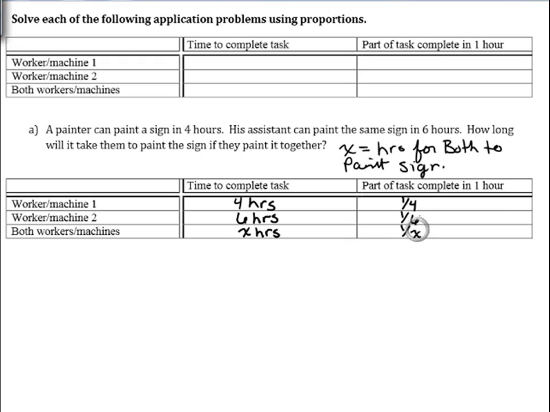And so this is what we're going to use to make our equation: the part that they complete in 1 hour. We can't really make a relationship between how long it takes them to complete the entire sign, but we can make a relationship about the part that they can complete in 1 hour. So the amount that the first painter can paint in 1 hour plus the amount that the second painter can paint in 1 hour will be equal to the amount that they can both paint in 1 hour together. So our equation then will be 1/4 plus 1/6 equals 1/x.